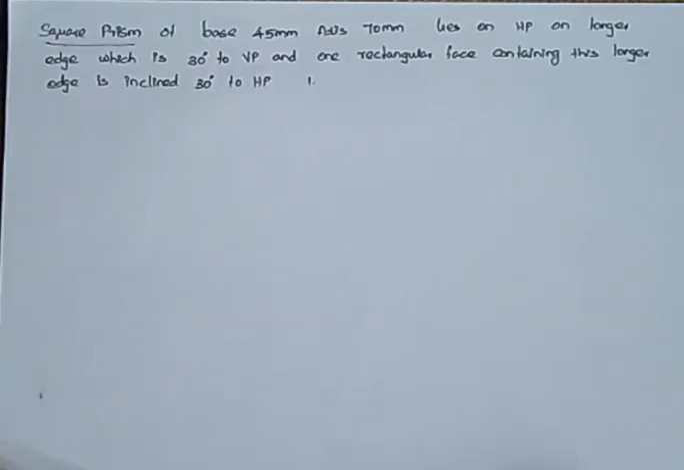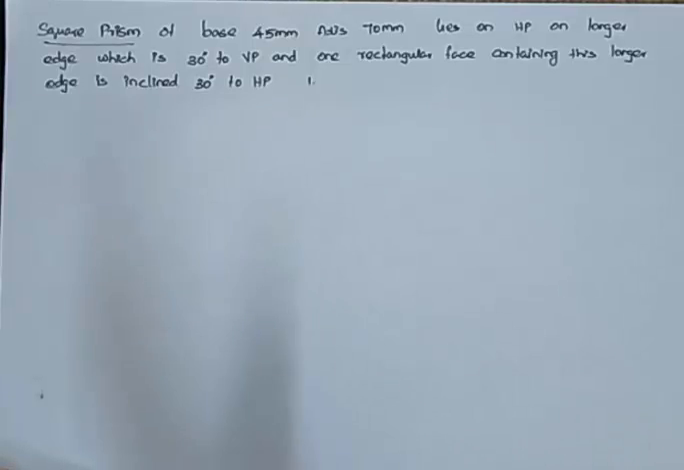So the longer edge, when you view from the front view, will be viewed as a point. The point should be on the XY line, and it is 30 degree to the VP. So the longer edge is 30 degree to the VP. I already told you, if the longer edge makes 30 degree to VP, then the axis will also make 30 degree to VP. Once the axis makes 30 degree to the VP, then it can be considered that the axis is perpendicular to VP.